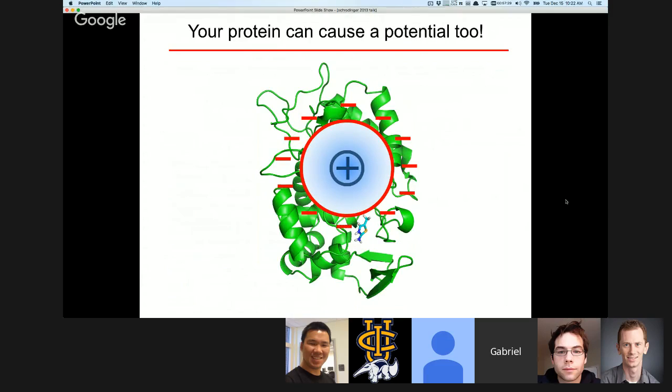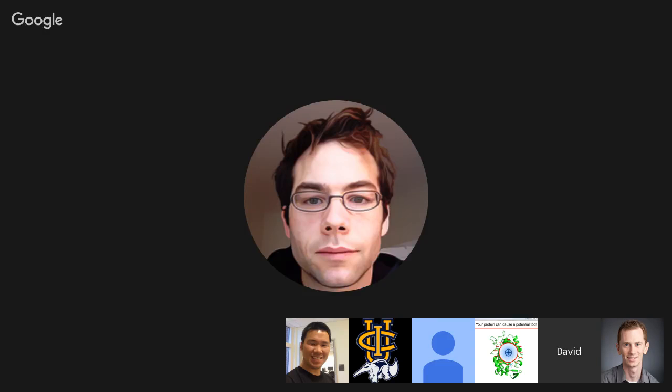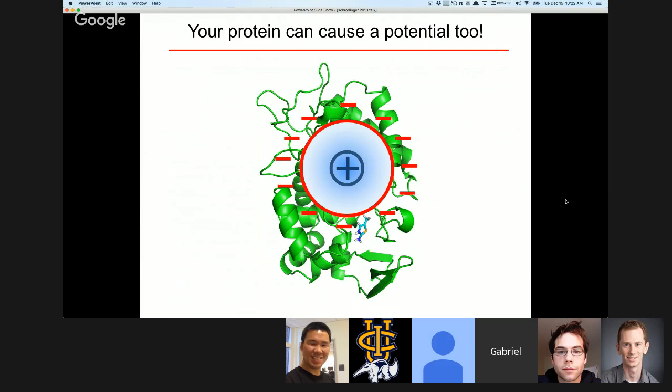Different proteins will have different charge distributions, so you can't predict this. All proteins won't affect the average potential in the unit cell in the same way, and it's something that should be numerically computed for each protein, and I'll talk more about that later on.